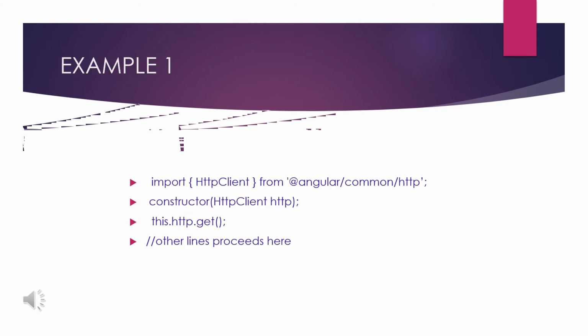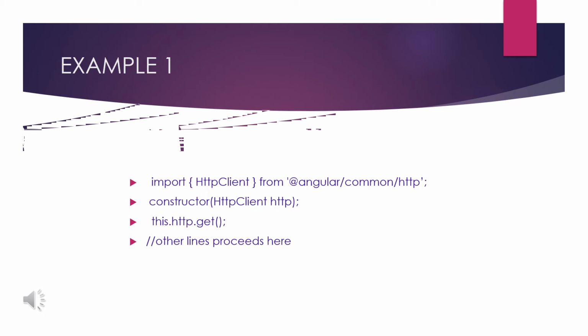Here we have a simple example. I have only given the key things that are needed. In the first thing, we have imported HttpClient from Angular common HTTP, and we have a constructor to initialize and get an object from this HTTP client. And third, we have a get method which is invoked through the HTTP, and likewise the post method, JSON method, JSONP method, and all.